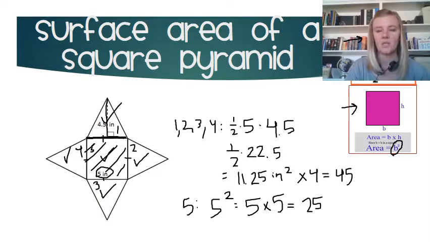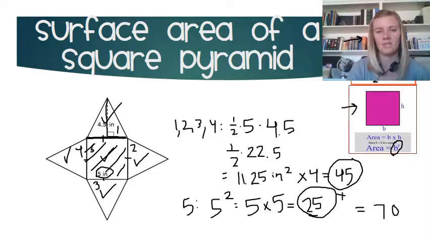Okay, so now we've got the area of our 4 triangles, we've got the area of our square. All we have to do is add those together to get our total surface area, and that would be 70 inches squared. So hopefully you got that correct when you paused the video.